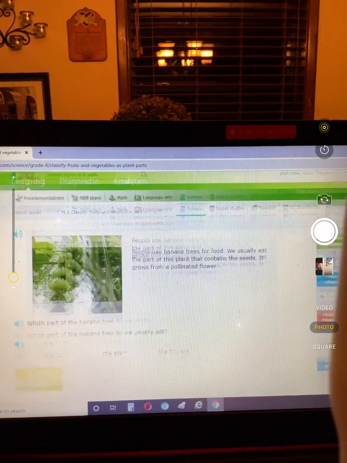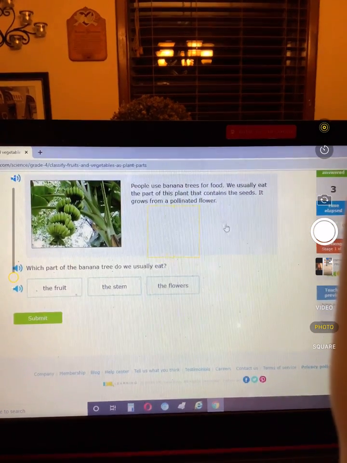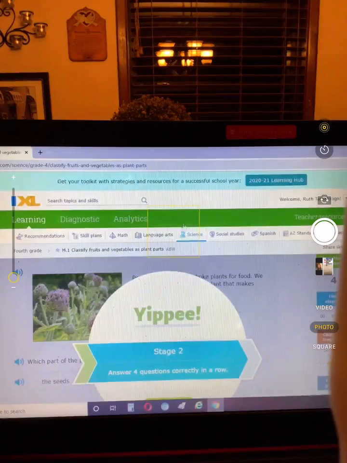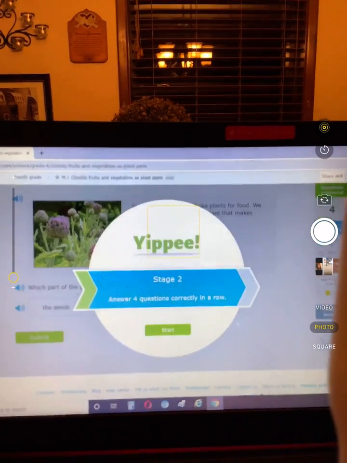Okay. People use banana trees for food. We usually eat the part of the plant that contains the seeds. It grows from a pollinated flower. That would be, we're eating the fruit of the tree. Okay.